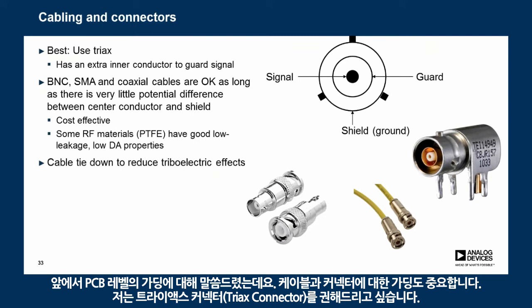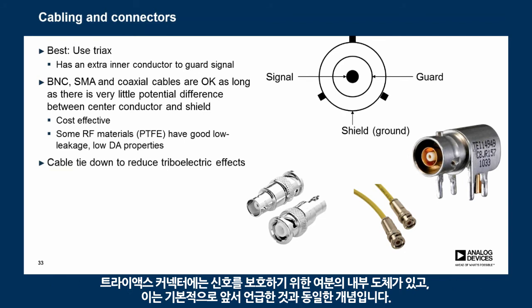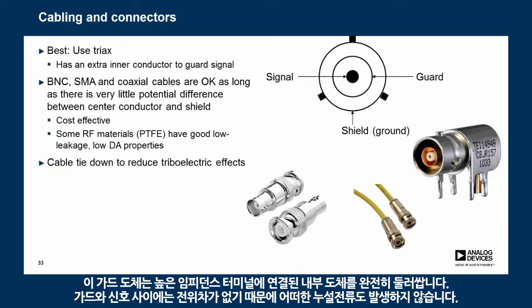So we talked about guarding on a PCB level, while guarding on cables and connectors is also equally important. So I suggest you try out a Triax connector. A Triax connector has an extra inner conductor to guard the signal. Basically, it's the same concept as guarding, like what I mentioned earlier. The guard conductor will completely surround the inner conductor that is connected to the high impedance terminal. And since there's no potential difference between the guard and the signal, there's not going to be any leakage current.